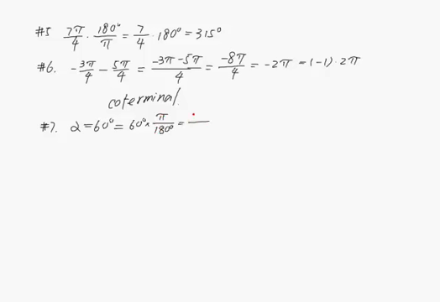So it's equal to pi over 3. And the radius is equal to 30 feet. So the arc length is equal to alpha times r, and we get pi over 3 times 30, so it's 10 pi feet.